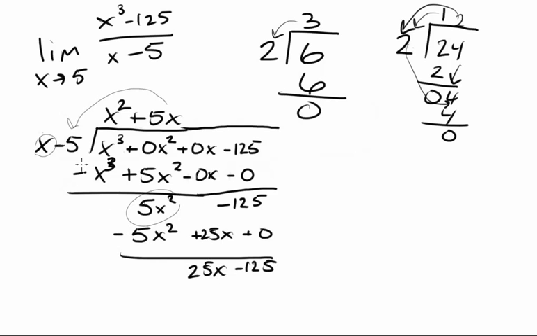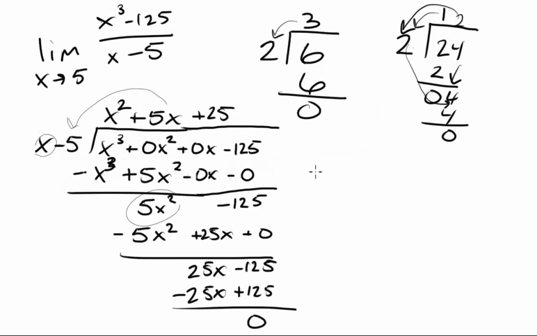Alright, now one more time. Okay, this times what equals that? 25. Let's multiply. So we get 25x minus 25 times minus 5, so it'd be minus 125. Then we subtract, which means this becomes a plus. We get 0 and 0. There's our remainder.